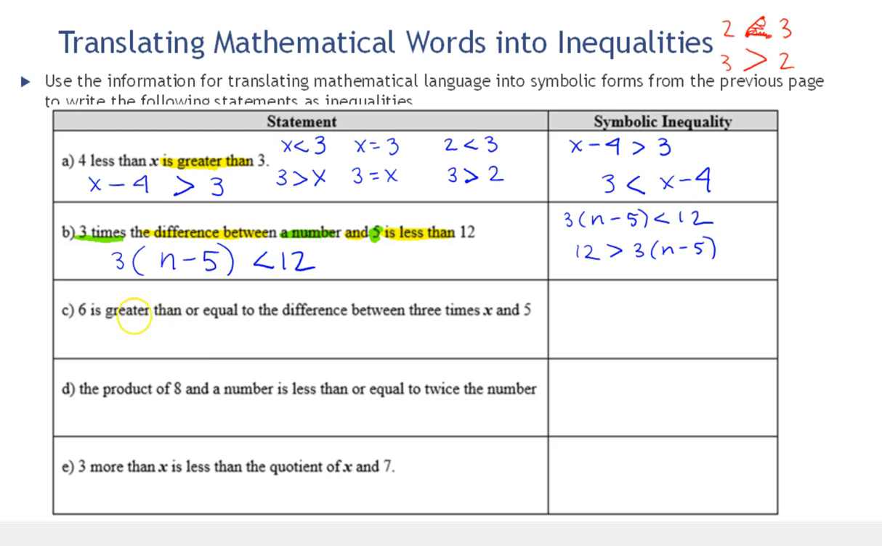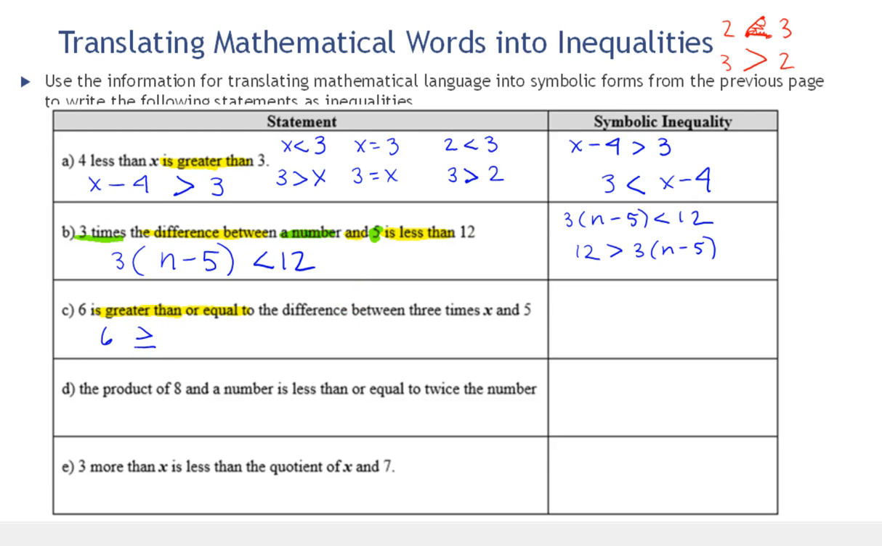6 is greater than, so we have that "is greater than" right at the beginning. And then notice it also says "or equal to", so I'm going to highlight that. So this is not a strict inequality. These were both strict because we didn't include the endpoint. We don't have an equal sign on the bottom. And the difference between 3 times x and 5. So the left-hand side is easy. We have 6. Let's put our greater than or equal to symbol.